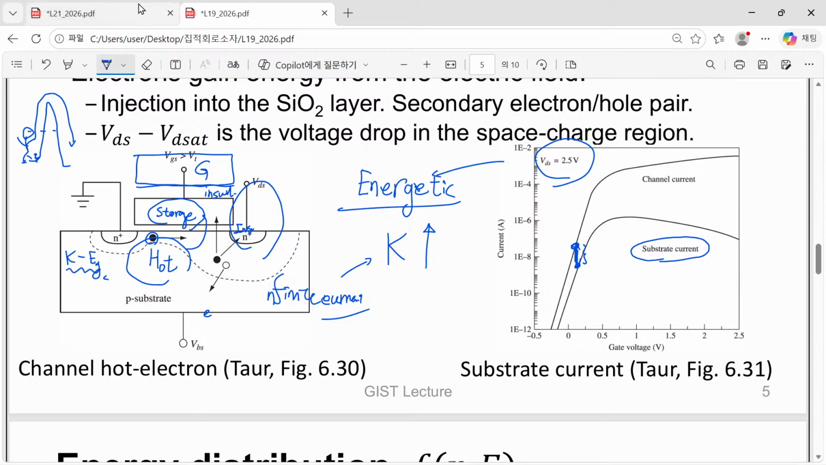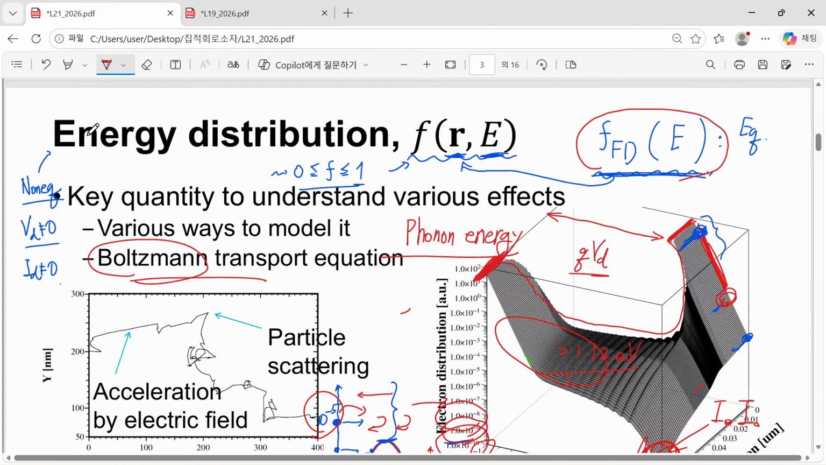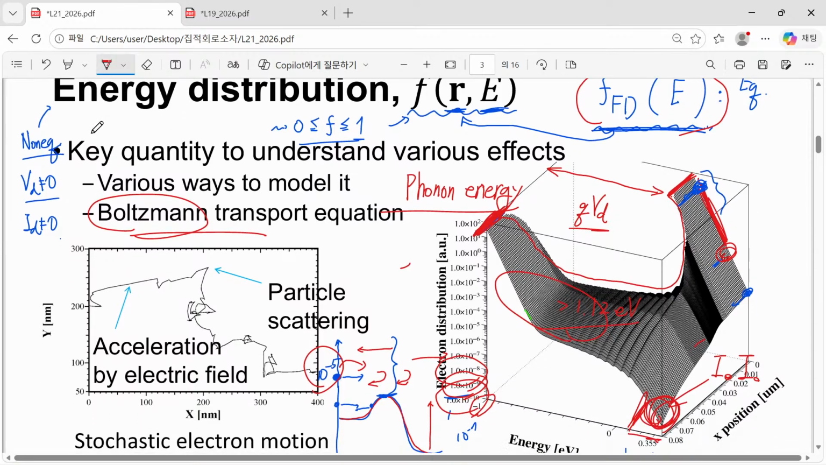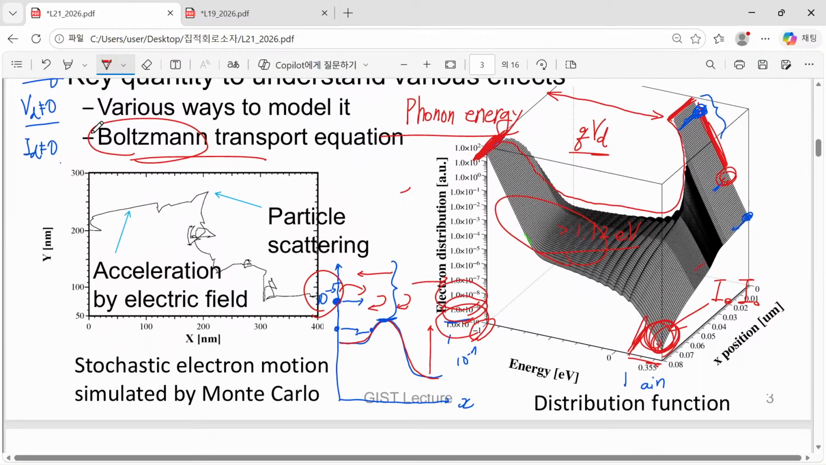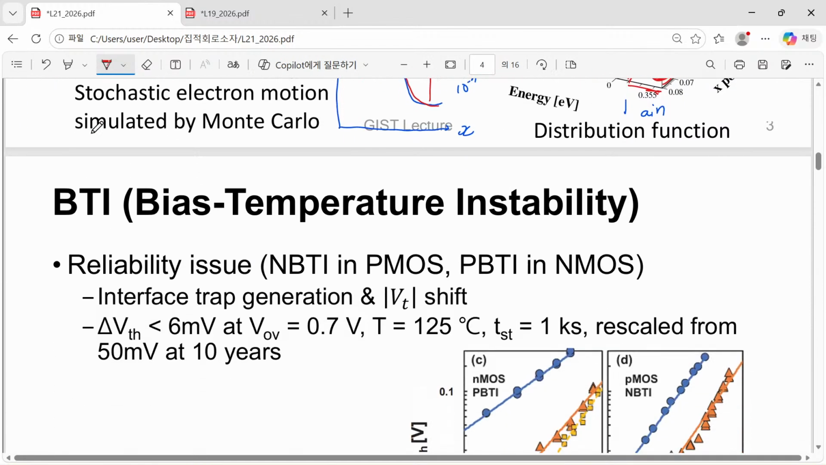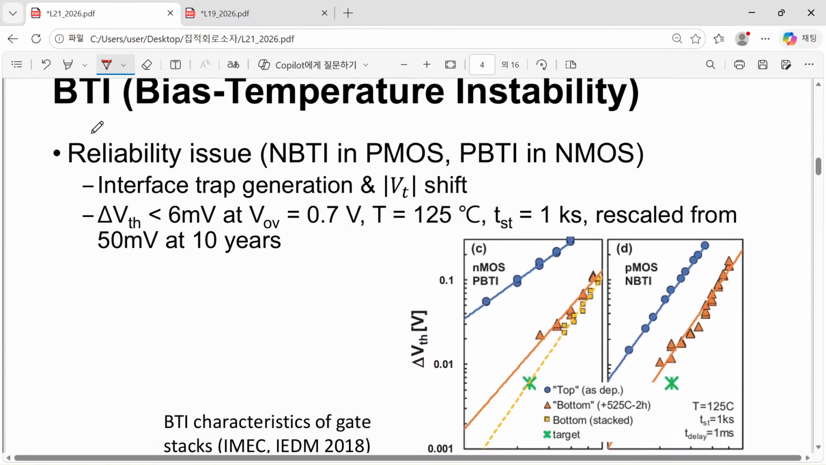structure. So simply speaking, if you want to do something special or something unusual, then you have to understand not only the main transport behavior or main characteristics of your system, but you have to understand additional features like hot electrons or impact ionization, many kinds of generation and recombination. Those are required. Okay, so now let's go to the next slide.